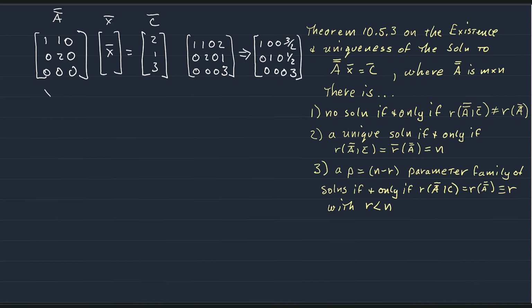And what this says is x1 is equal to 3 halves, the same as the previous example. x2 is equal to 1 half, which is the same as the previous example. But in this case, 0 is equal to 3. And that's not true, right? 0 is definitely not equal to 3. So the system is not consistent.